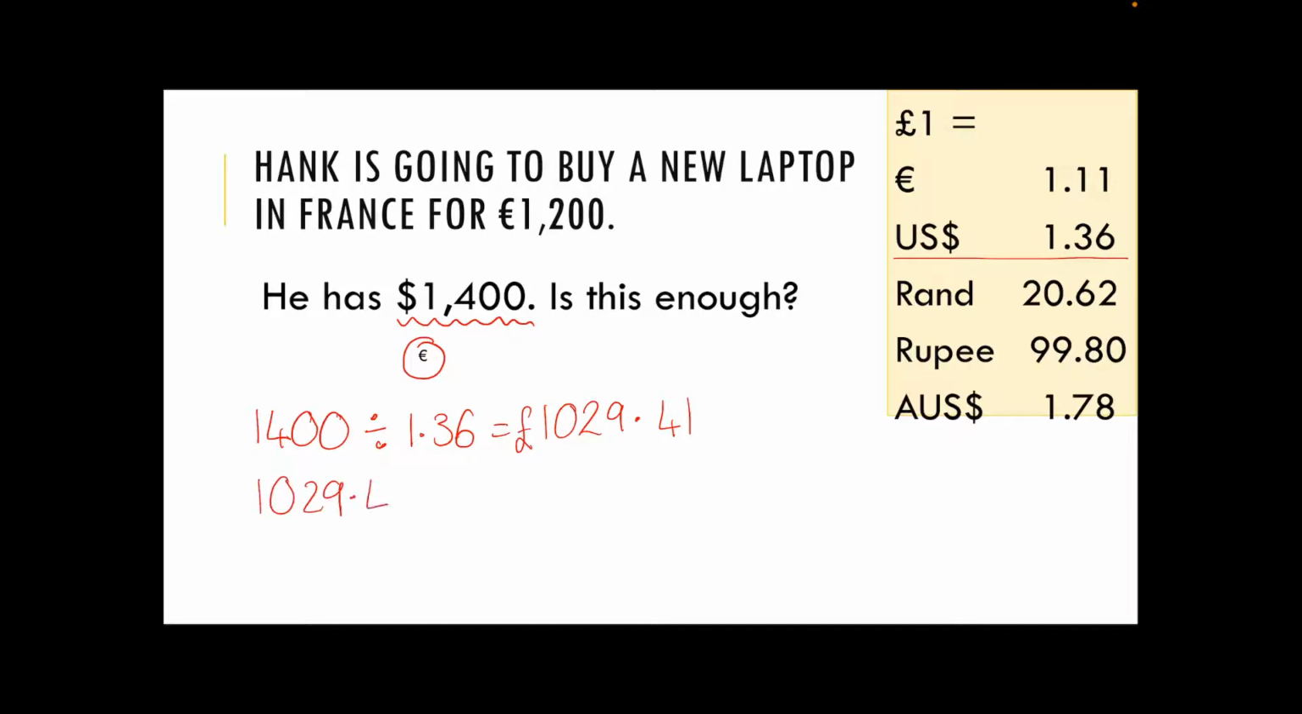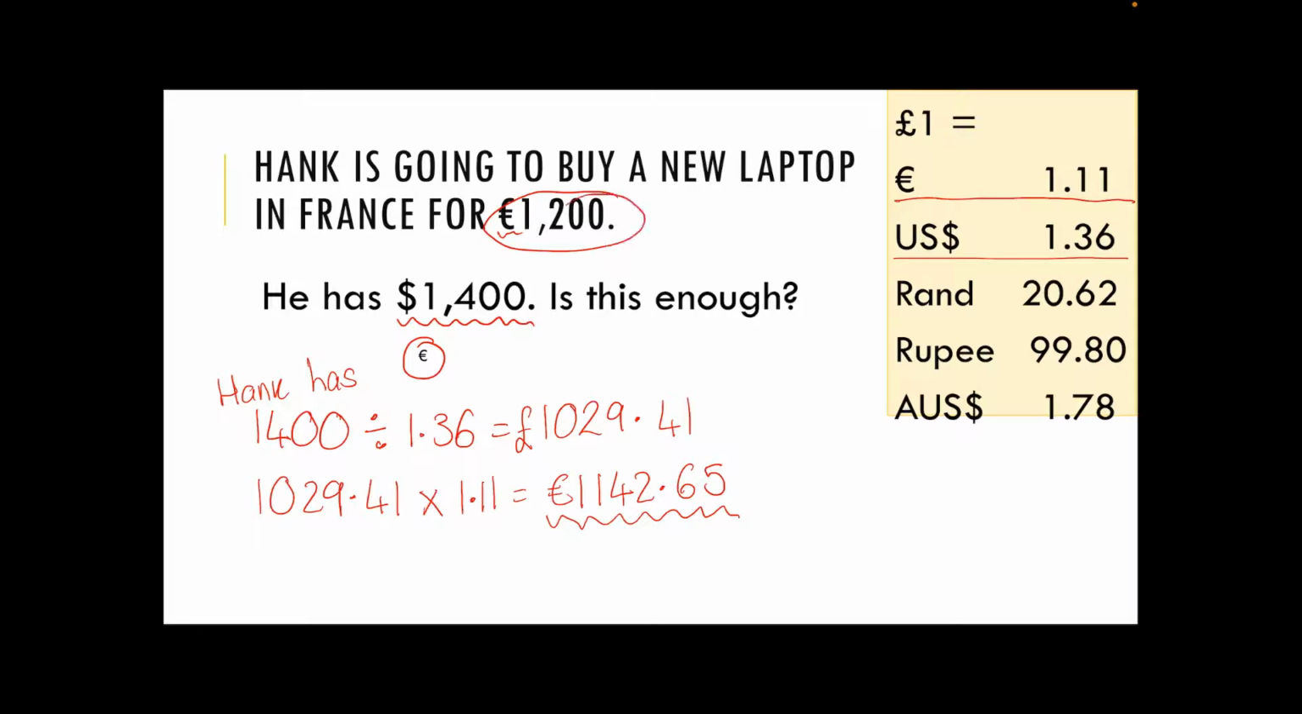We then take that number and multiply by what we are changing to, so in this case it is euros, and that is going to give us 1,142.65 when we round to 2 decimal places. Now, we were told that he has 1,400, so this is how much Hank actually has in his account. So if we look at that final answer, he has 1,142. Is it enough to pay for a 1,200 euro laptop? No. So we would say no, because 1,142.65 euros is less than 1,200. You could have also said that he was 57 euros and 35 cents too short.